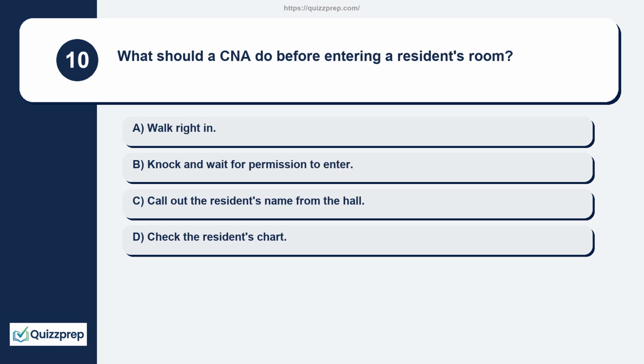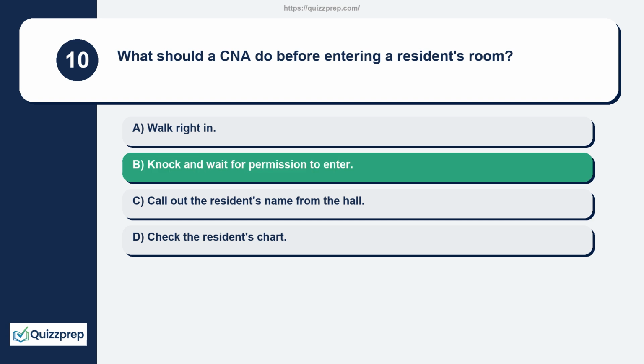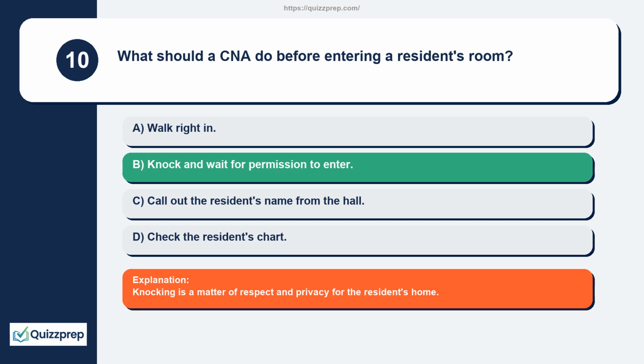Question 10. What should a CNA do before entering a resident's room? Walk right in, knock and wait for permission to enter, call out the resident's name from the hall, check the resident's chart. Knocking is a matter of respect and privacy for the resident's home.